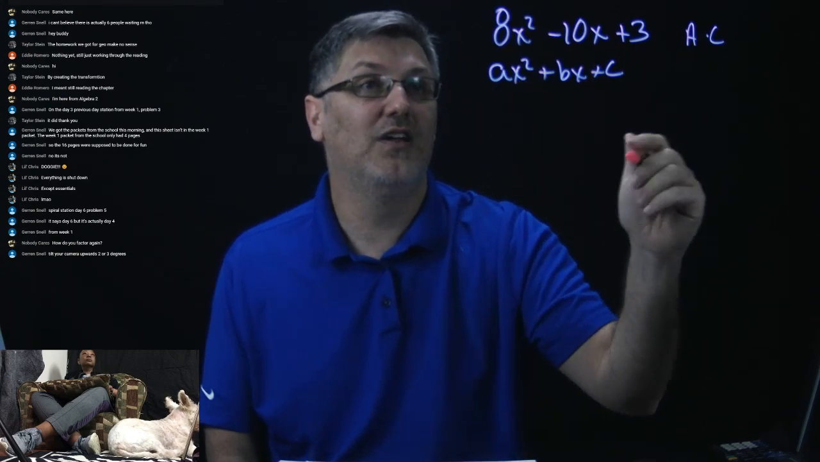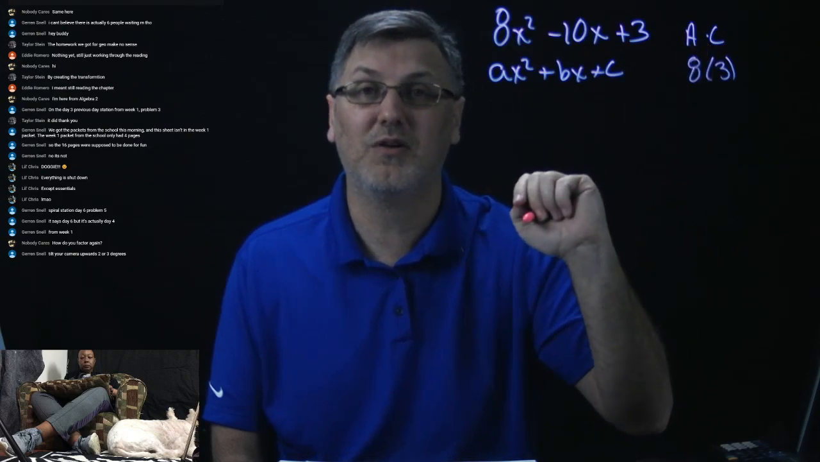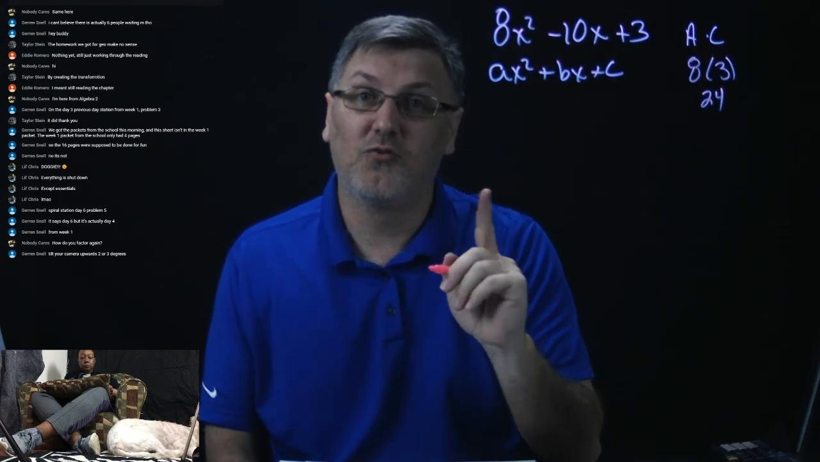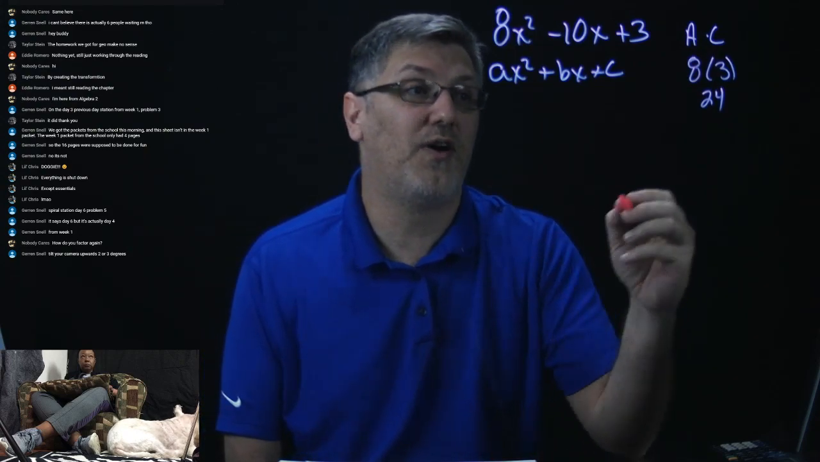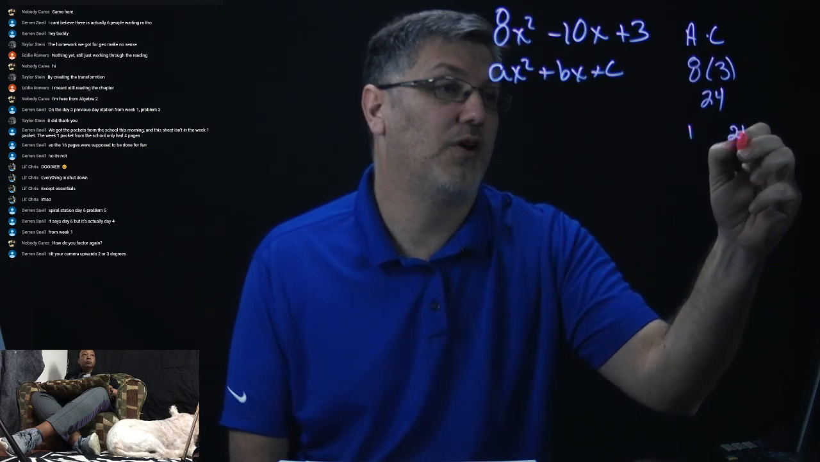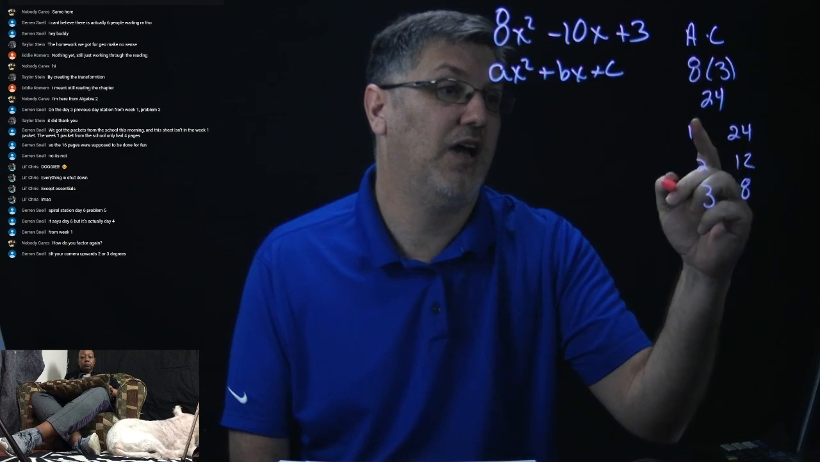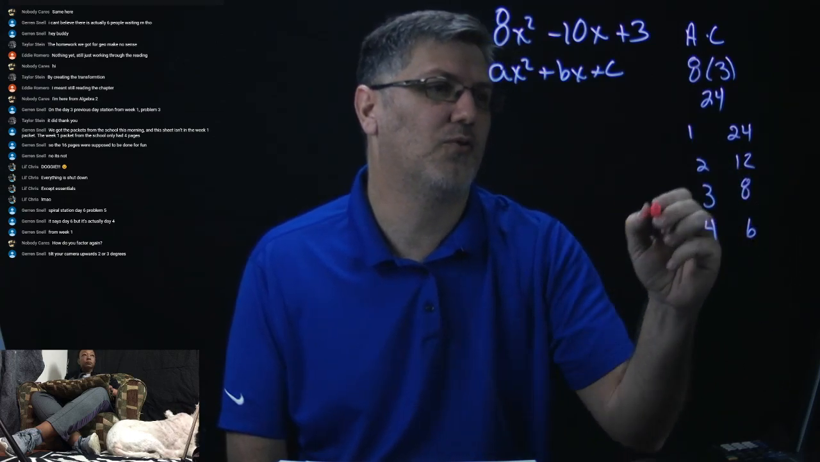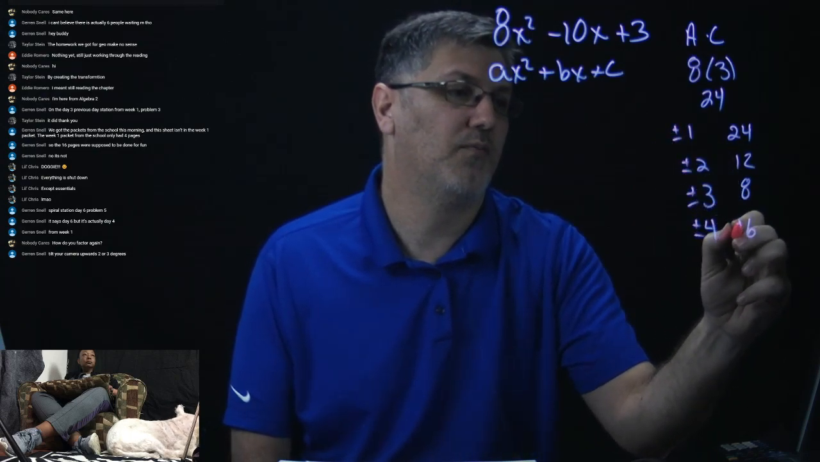So my a and my c in this problem are 8 and 3, because this little dot right there means times. This gives me 24. So this is the first step, a times c. Once we do a times c, we're going to list all the factors. We have 1, 24, 2, 12, 3, 8, 4, 6, and 5 doesn't go in it. And of course, all these are plus or minus. Every last one of them.